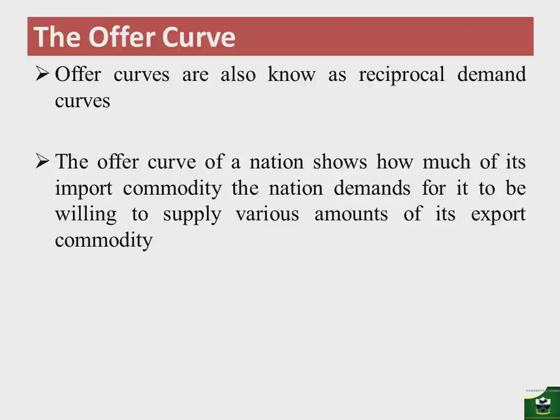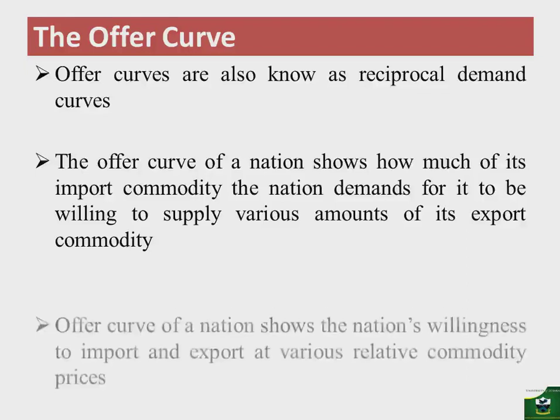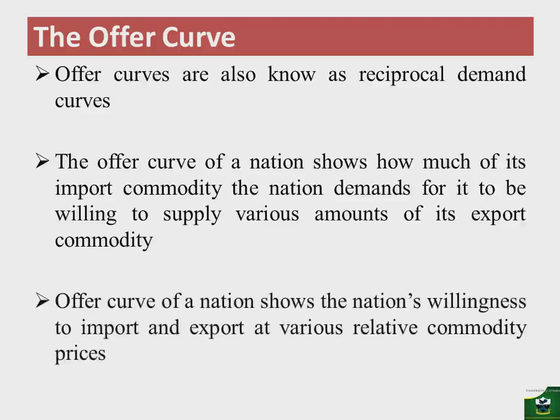In the case of nation 1, which has a comparative advantage in producing X and a comparative disadvantage in producing Y, the offer curve of nation 1 will show us how many units of commodity Y nation 1 will be willing to import for it to be willing to export different amounts of commodity X to the other nation. Simply put, the offer curve of a nation shows the nation's willingness to import and export at various relative commodity prices.